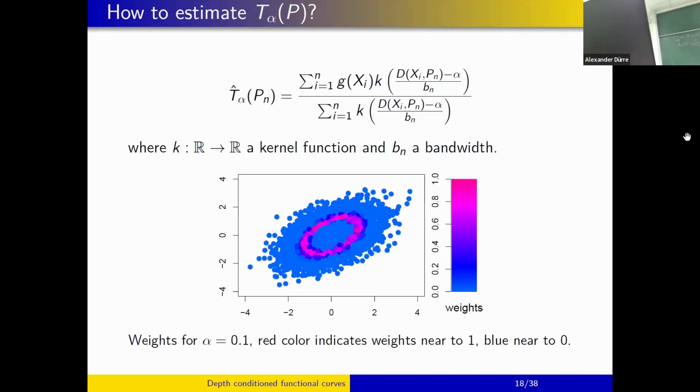That's the only way you get consistency. Your bandwidth has to go to 0, otherwise you get a biased estimator. But if the bandwidth is too large, you have too much variance because you have no observations. So you need a bandwidth which goes to 0, but not too fast.